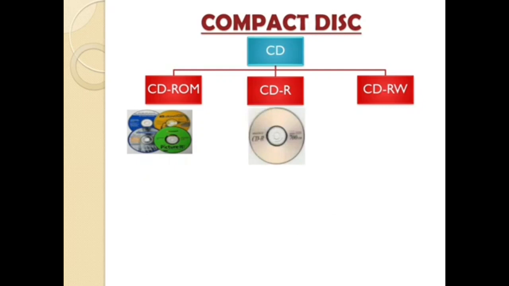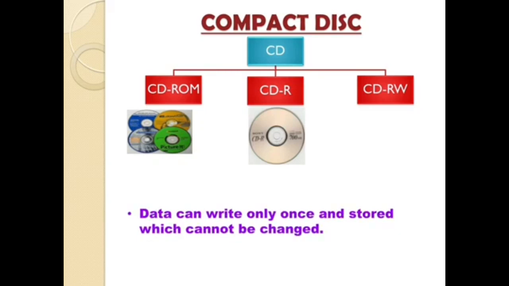See in the picture, in that CD they wrote CD-R. That means you can write the data only one time. See, data can be written only once and stored, which cannot be changed. So the first type is when the manufacturer itself stores the content.